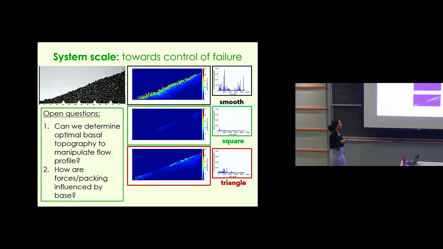So this is something we want to explore a bit more as well: determining if there are optimal types of bases that we can use that will manipulate the flow profile, and then trying to understand more about what's being changed in the local packing structure of a granular system, or its force network, that's being influenced by this basal shape and leading to different responses.